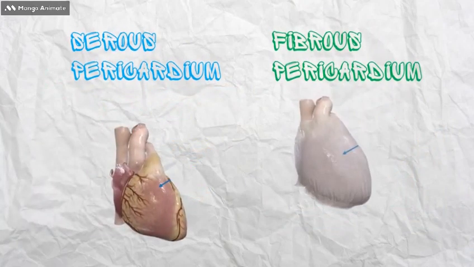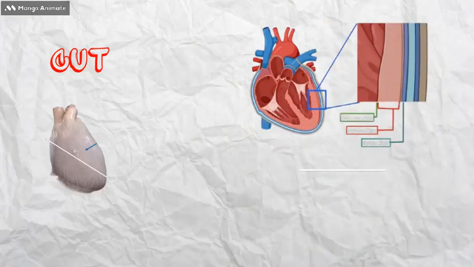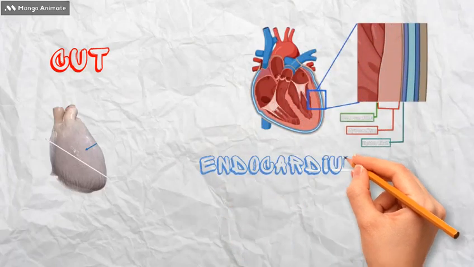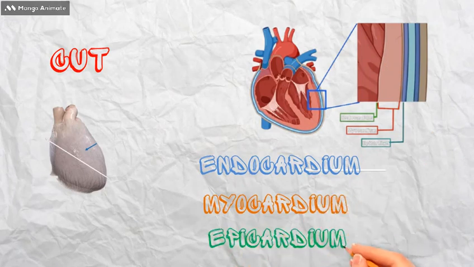Let me show you the serous and fibrous pericardium visually. Now, if we cut the heart like this and zoom in this small segment, we will see the 3 layers of heart wall, the endocardium, myocardium, and the epicardium from in to out consecutively.